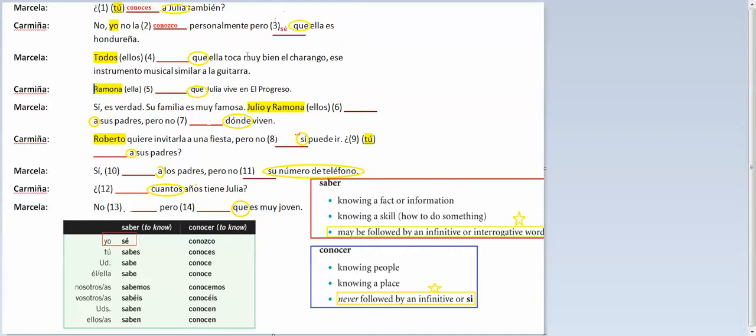Todos ellos blank que ella toca muy bien el charango. So everybody knows that she plays the charango well. That's not knowing a person or a place. It's knowing information about her. So again, that's going to be saber. And who is it that knows this information? Ellos. So if you go down here, it's saben.